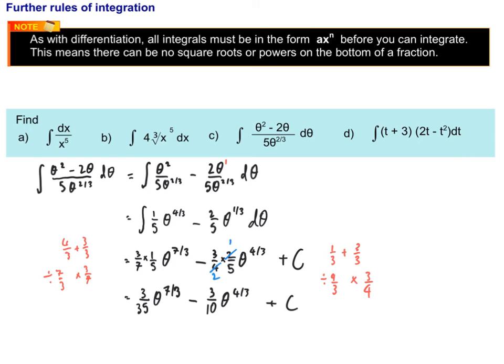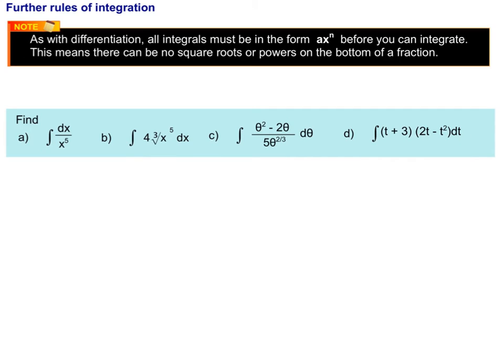D. I'll do that on the next page. With question D, I have been asked to integrate t plus 3 times 2t minus t squared with respect to t. I need to expand those brackets out before I do that. I don't care how you expand brackets. You can use your breaking brackets method, or you can use a grid. I tend to go for the grid method. So I'm going to multiply t plus 3 by 2t minus t squared.